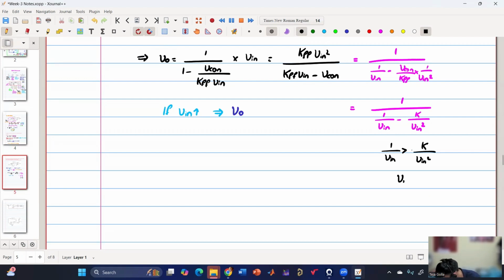Then you can get that V in should be greater than K. So practically, if the output voltage is positive, this is the condition that we are getting. Now, another question: say my V in is increasing. V in square is also increasing, and V in is not between 0 and 1, so it is above 1. So V in square is much, much higher than V in. So if this is increasing, then this will decrease, but this will decrease more because there is V in square. This will decrease more, right?